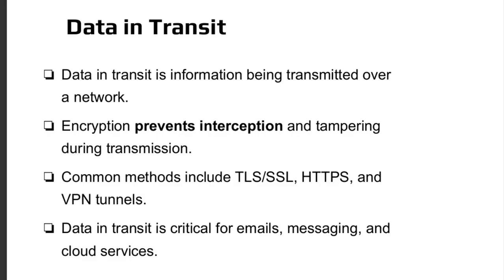VPN is Virtual Private Network, which allows remote users to create secure connections with our internal resources. Data in transit is applicable to our emails. We want to ensure all email messages are encrypted from source to destination, all of our instant and text messaging, as well as all of our cloud services. Remember, to access the cloud, we need an internet connection.